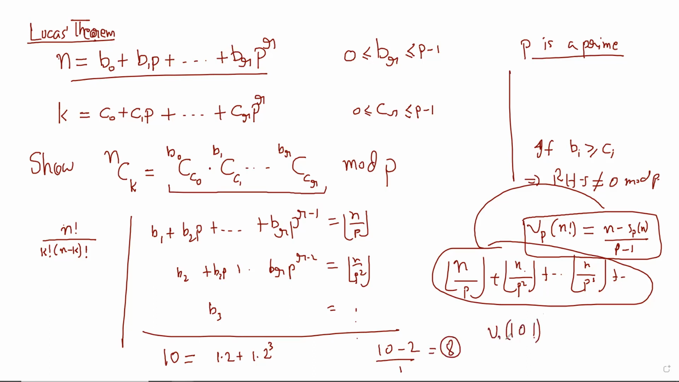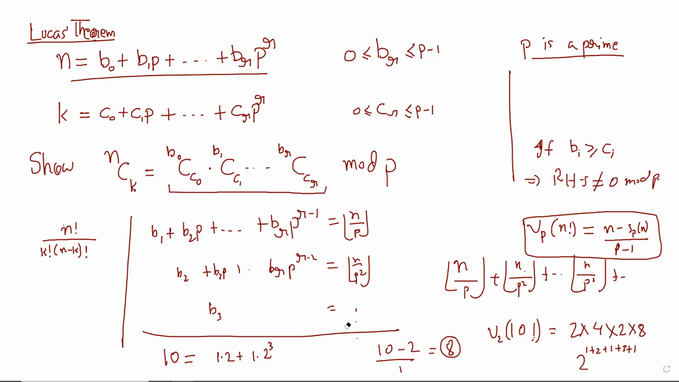Now let's match. In 10 factorial, how many powers of 2 are there? 2, then there is 4, right? And then from 6 you get an extra 2, from 8 you get 3. Sorry, and then from 10 you get one more. Nice, this is 8. Okay, so the formula is correct. We can prove it later. You should prove it. Maybe you will find a different, more elegant proof than this.